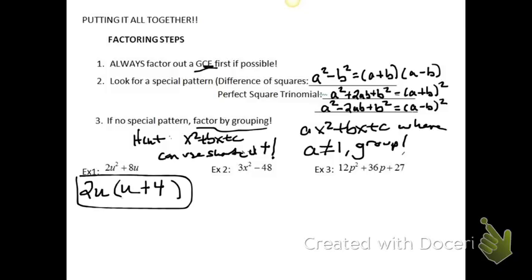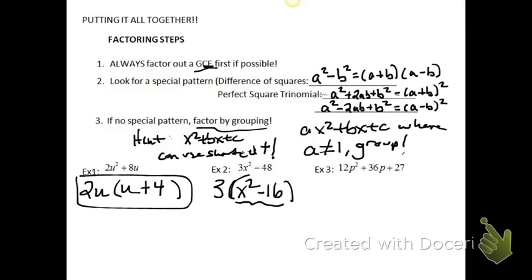First thing, look for a GCF. I know 3x squared has a factor of 3. 48 also contains a factor of 3, so I can pull a 3 out of both terms. If I do, 3x squared divided by 3 leaves an x squared, and negative 48 divided by 3, I believe, is negative 16. If you multiply 3 times negative 16, you'll get negative 48. Now, this opened up a new window, if you will. X squared minus 16 fits my special pattern of a difference of squares.